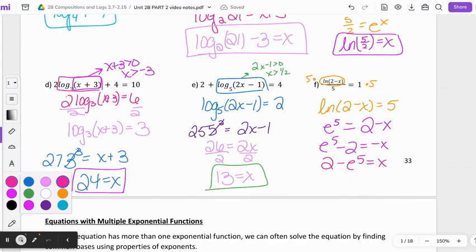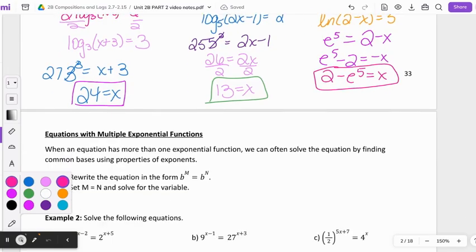So if we check the domain here, we would get that x should be less than 2, and this will be less than 2 because it's 2 minus e to the 5th, which is going to be a positive value. So we're all good on that.